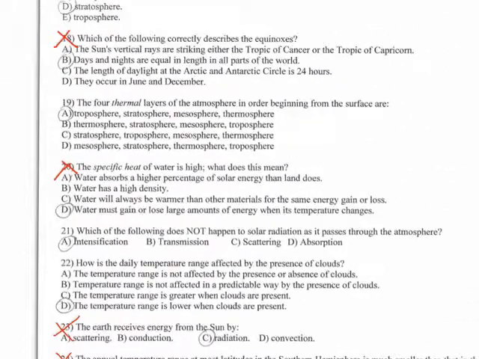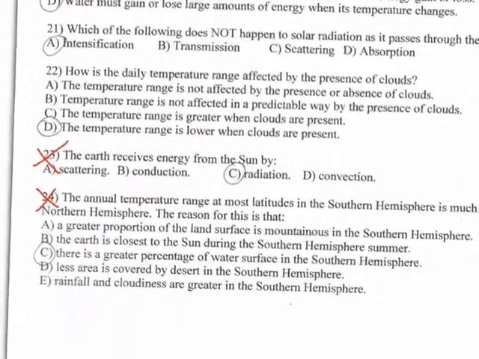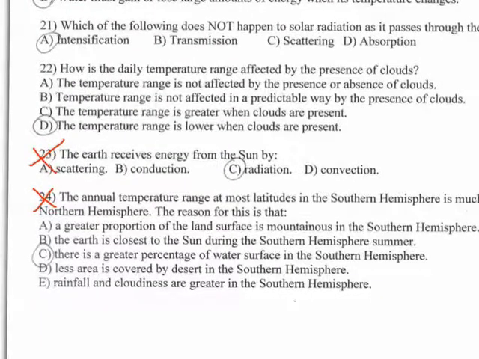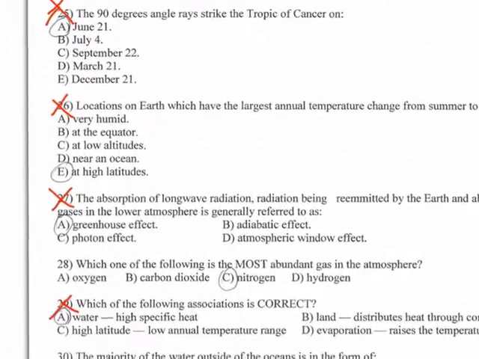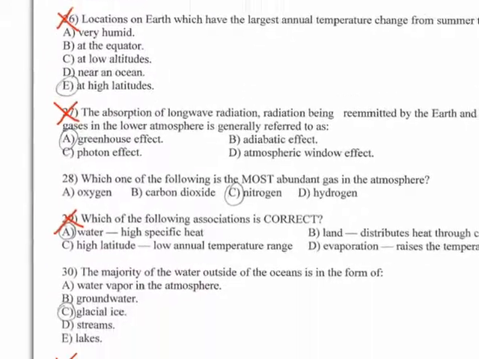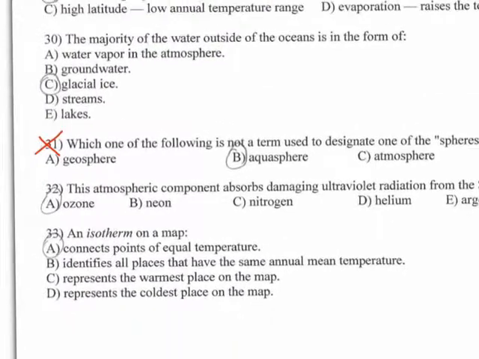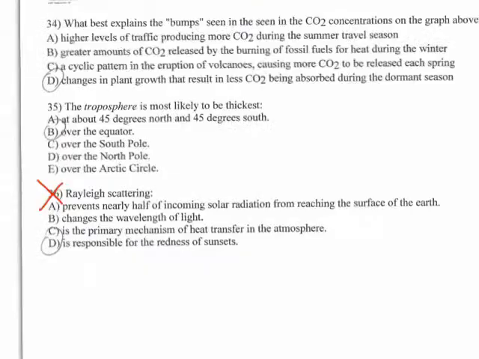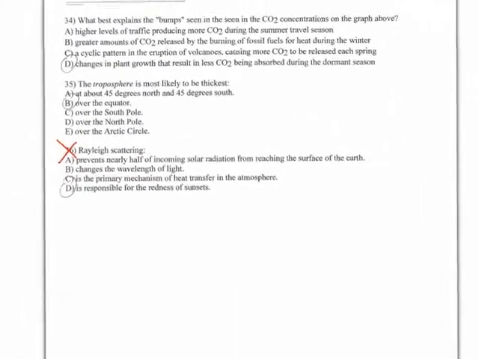Multiple choice questions. Questions 18 and 20 will not be on the final, nor will questions 23 and 24. Still on your Unit 1 exam, questions 25, 26, 27 will not be on. Question 29, question 31 will not be on the final. And then it looks like question 36 will not be on the final.